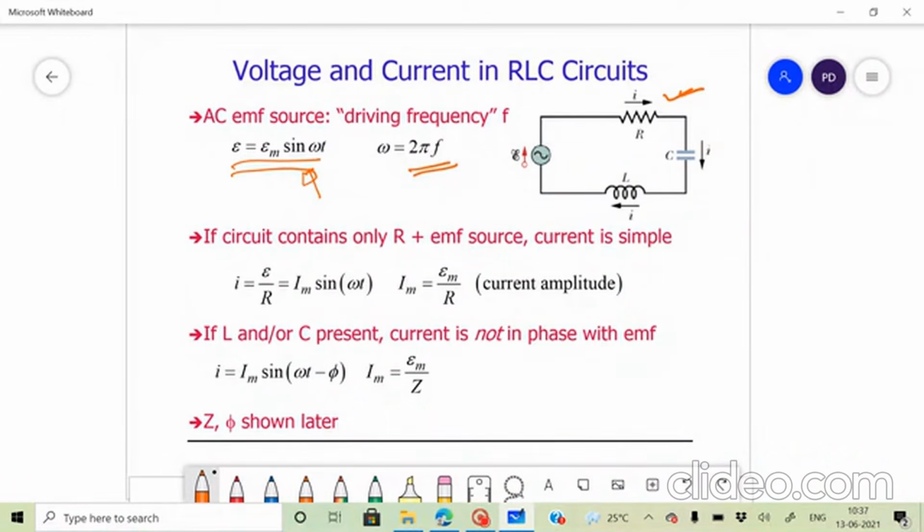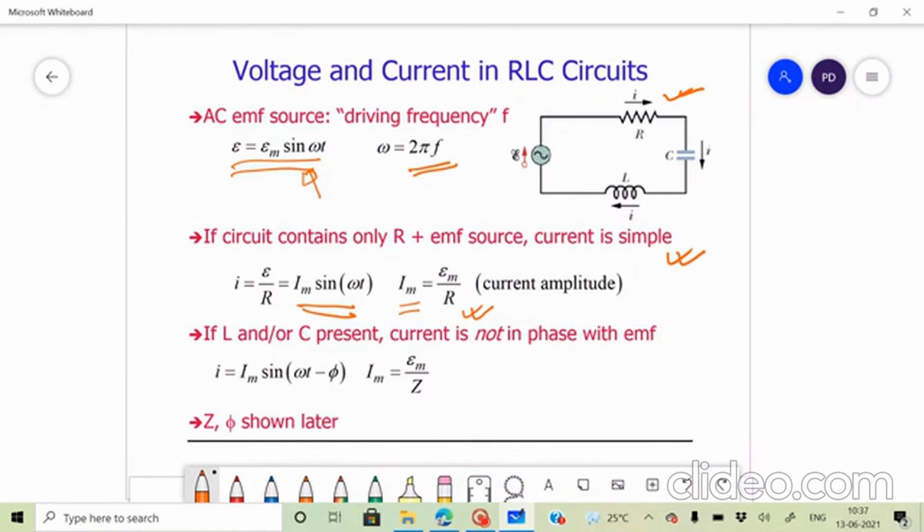So if E is the voltage, then you can find the electric current. The electric current expression is going to be something like that. Im is the maximum current, I max, which is epsilon M over R. R is the resistance of the resistor. That is the case when you have only R.